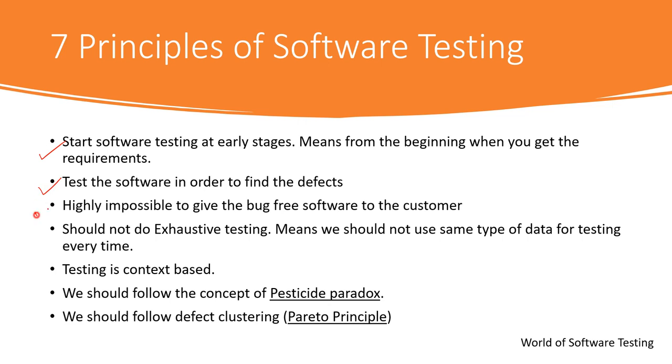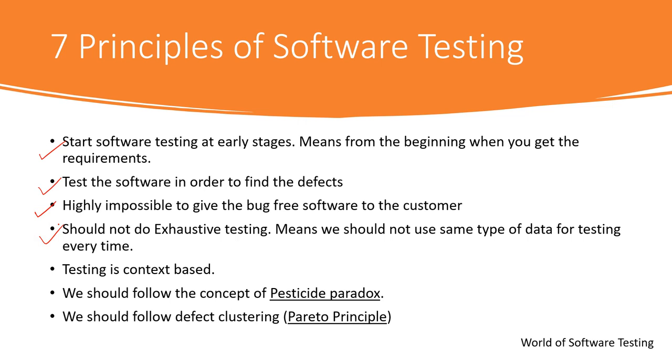The third principle is that it is highly impossible to give bug-free software to the customer. Even if the software application goes into production after the successful execution of different types of testing done by the software test engineers, such as integration testing, functional testing, non-functional testing, acceptance testing, component testing, and system testing, no one can say that the software application is 100% bug free. The main objective of software testing is to find the hidden, uncovered defects in the application, but some percentage of bugs will remain in the application. That's why it is highly impossible to give a bug-free application to the customer.